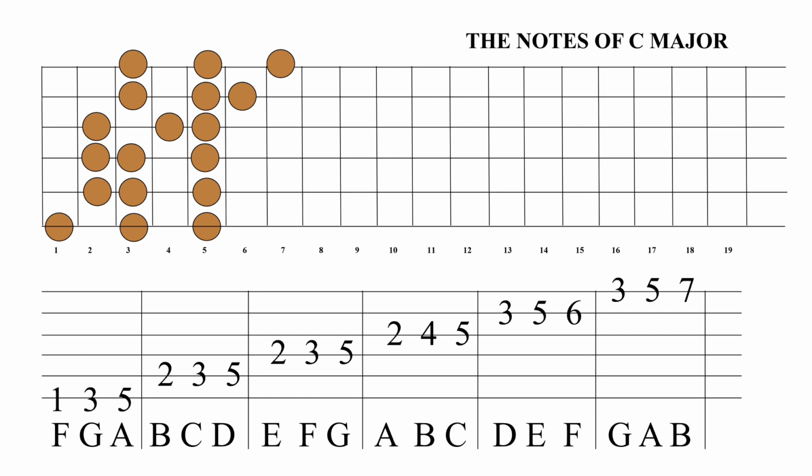All right, so starting with our F note again, we have 1, 3, 5 on the low E, 2, 3, 5 on the A, 2, 3, 5 on the D, 2, 4, 5 on the G, 3, 5, 6 on the B, and 3, 5, 7 on the high E.